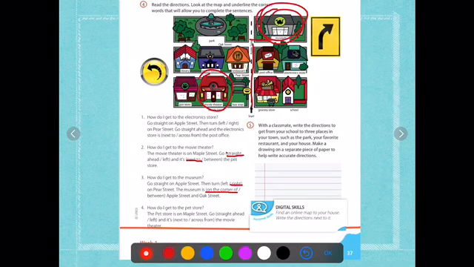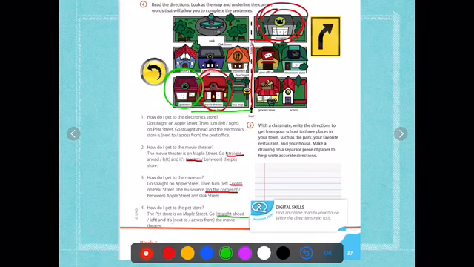Now, number 4, how do I get to the pet store? Now, we need to identify where the pet store is, and it is here. The pet store is on Maple Street. This one here. Go straight ahead. Okay. Go straight ahead, not left. And it's next to or across from the movie theater.